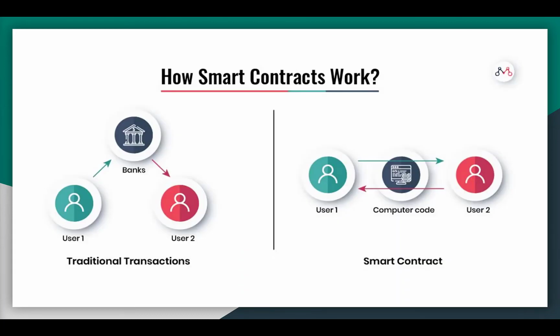Now, let's shift our focus to understand how smart contracts work. The working is quite simple. The two parties decide the terms and conditions of the agreement. This agreement is created on the Ethereum blockchain or another compatible blockchain. Once the conditions are met, the contract is programmed to execute the transaction.